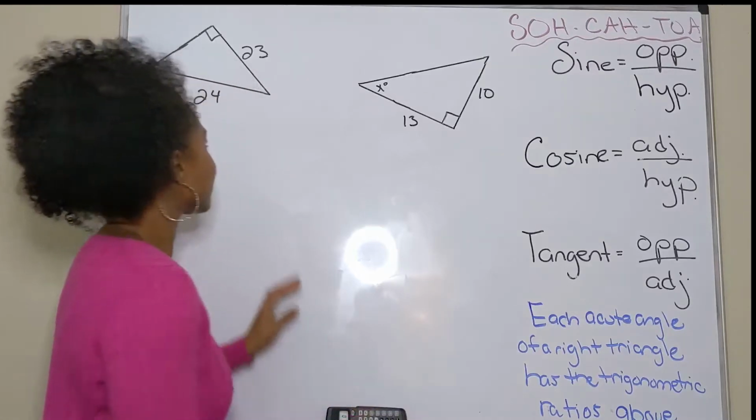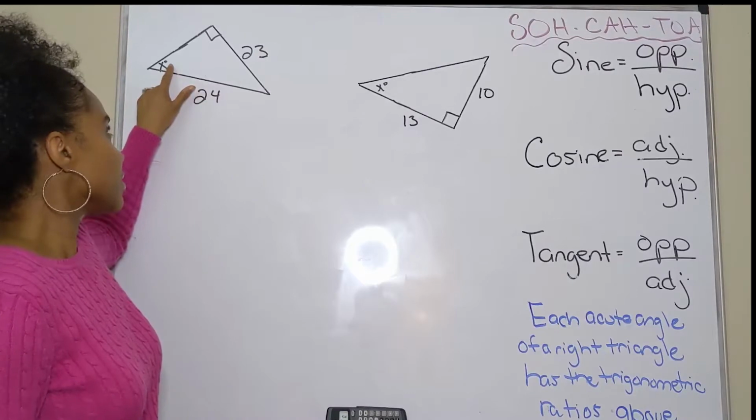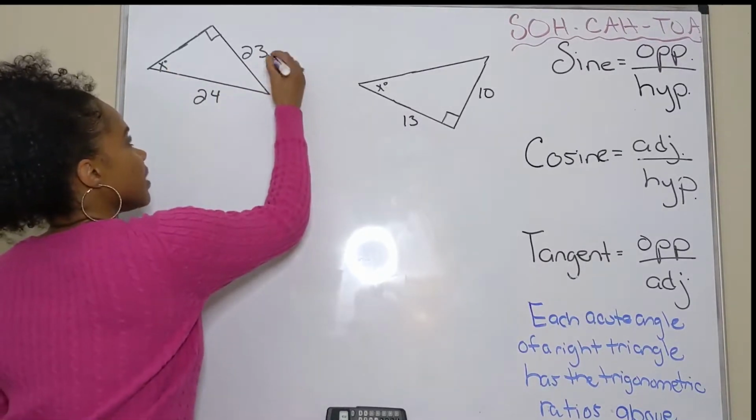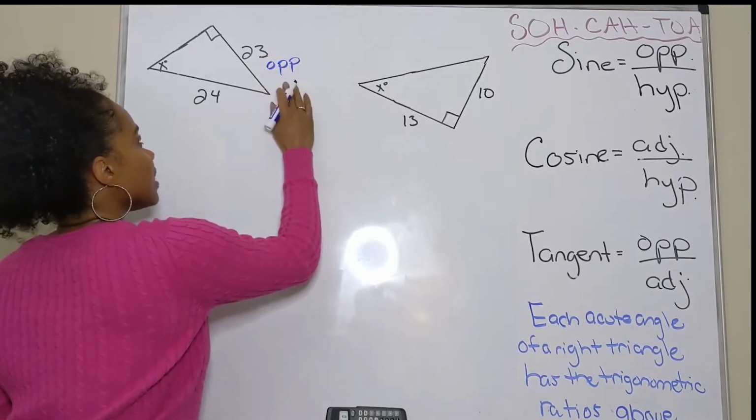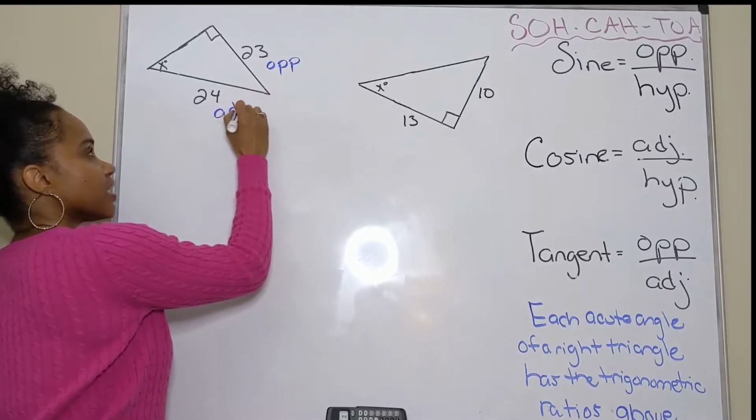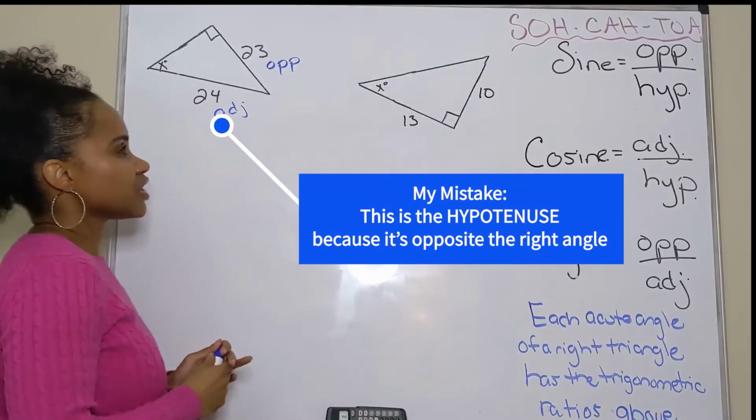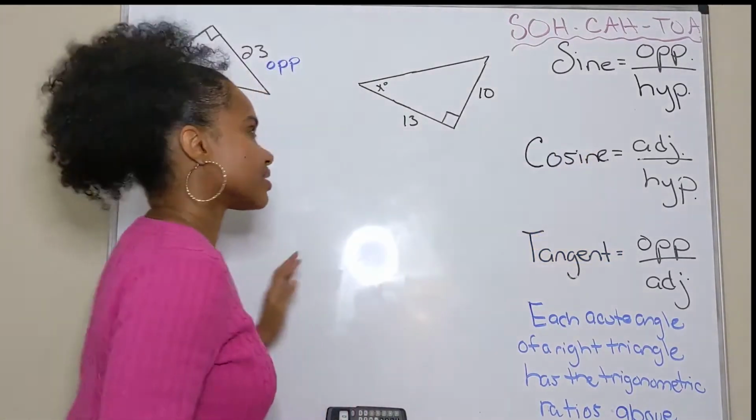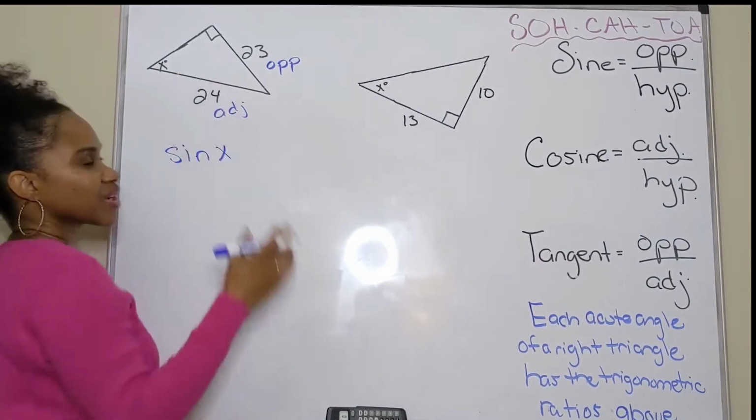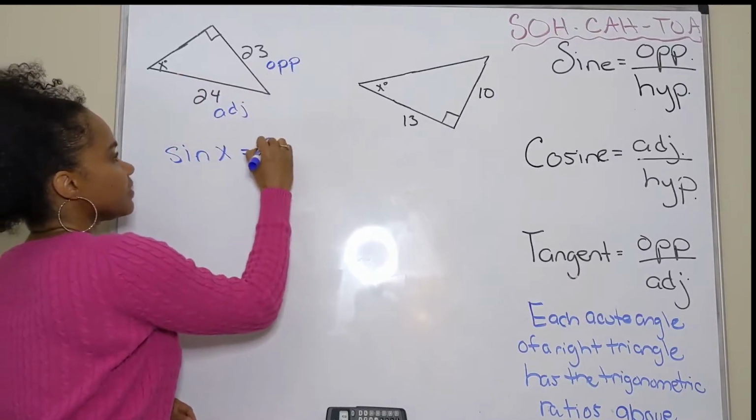Alright, so the first thing you want to do is identify your angle. So my angle is here, and I have my opposite side. So we're identifying our sides. So we have opposite that angle, and then we have the adjacent side to our given angle. What trig function uses opposite and adjacent? That is sine. So we're going to set it up as an equation. Sine of x, because we don't know what the angle is, opposite over adjacent.